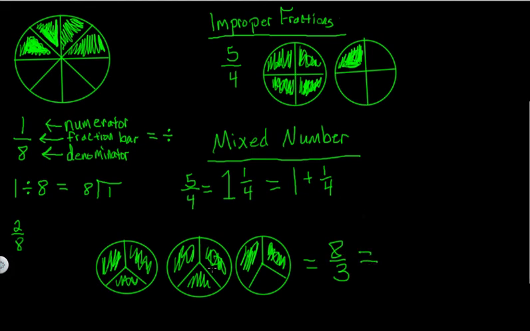Well, as a mixed number, I see that I have 2 whole pies shaded. So my whole number part of my mixed number will be 2. And then I have 2 of this thirds pie shaded. So I have 2 2/3. All right, so 8/3 is equivalent to 2 2/3.